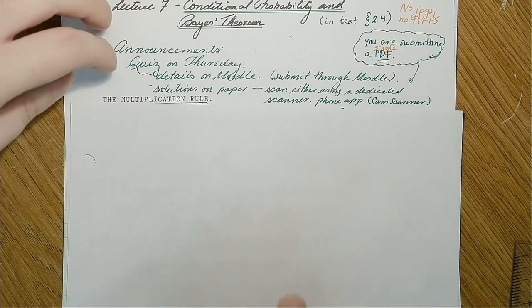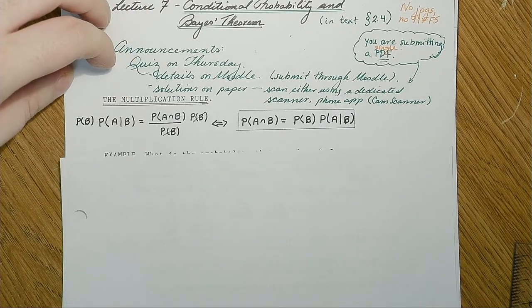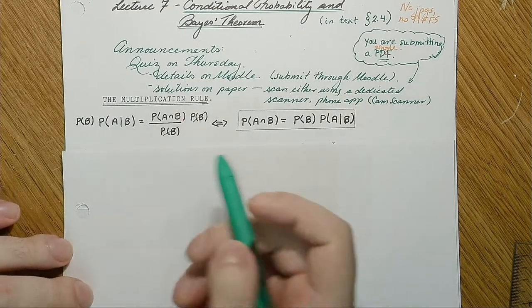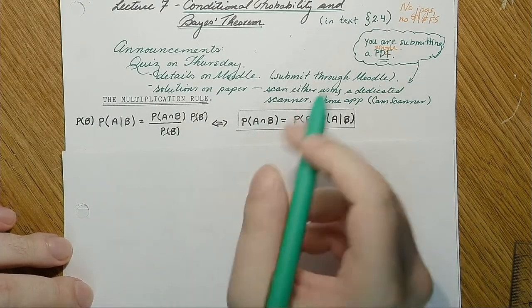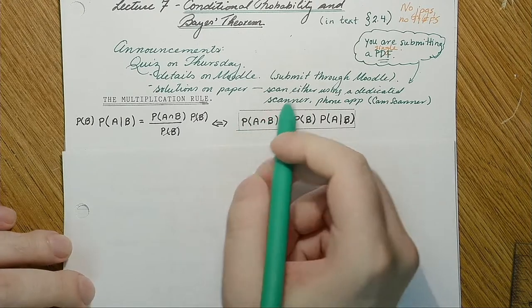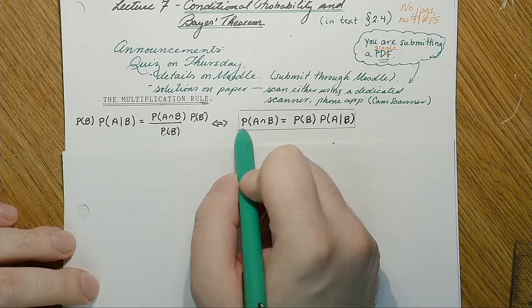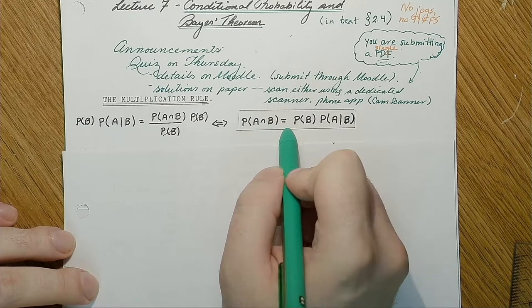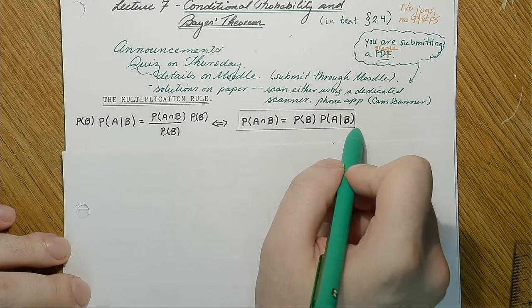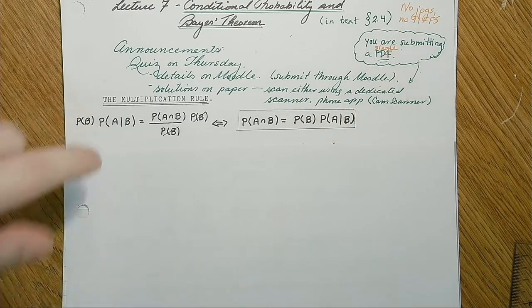Okay, so we had done this last time. We talked about the multiplication rule. This is from our previous lecture, so you don't have to rewrite this again, but the probability of A and B is equal to the probability of B times the probability of A given B. And you can rearrange this in different ways.